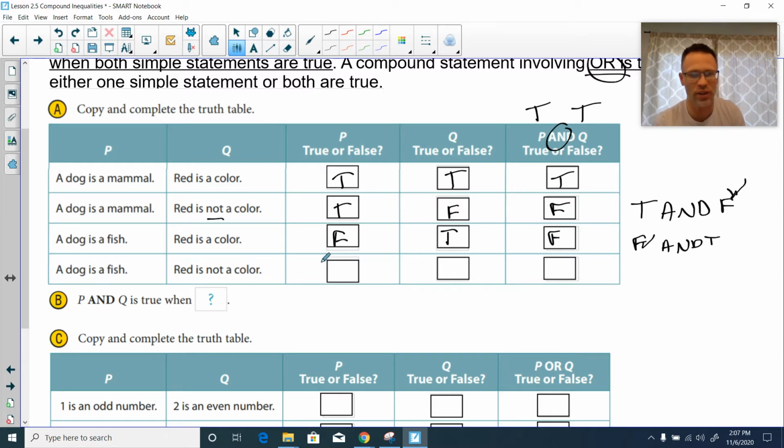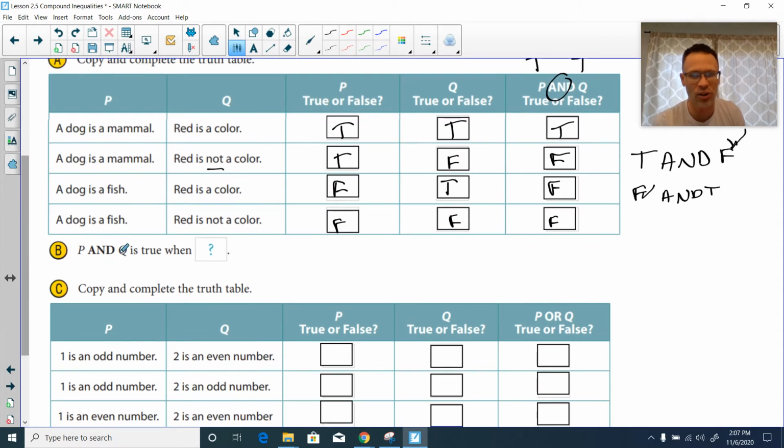Last one. Dog is a fish. Nope, false. Red is not a color. Nope, false. And the whole thing is false. Doesn't matter if it's and or, both false. Okay, so now P and Q is true only when all statements are true.